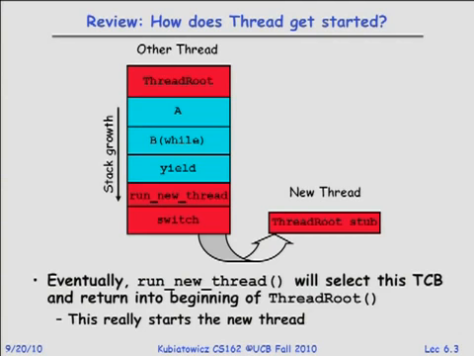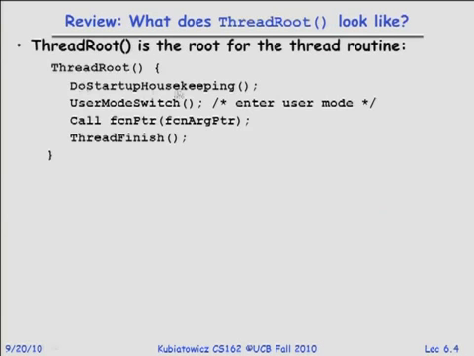Okay. So what does the thread root procedure look like? Well, remember, the thread root stub is really set up to be here. If you think about what the thread root stub looks like, we've really set up a return address such that this thread root procedure will start running. This is the procedure. And notice that we basically do some housekeeping at the beginning, which is some statistics.